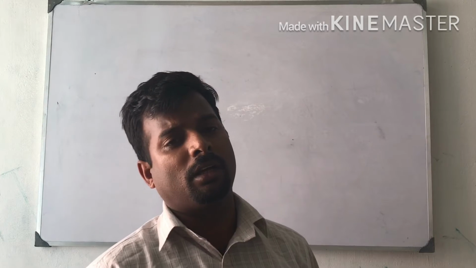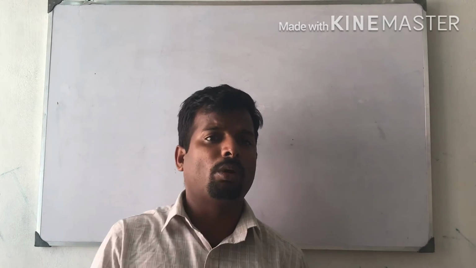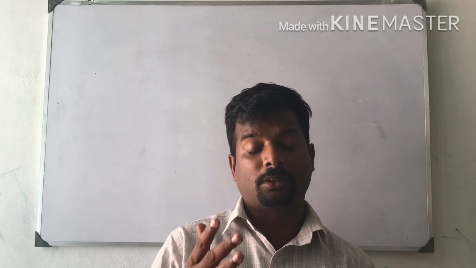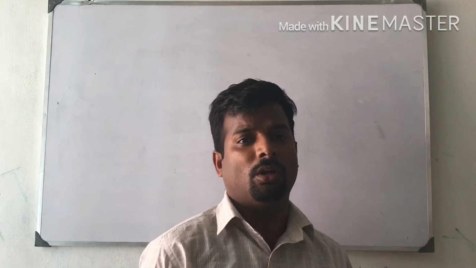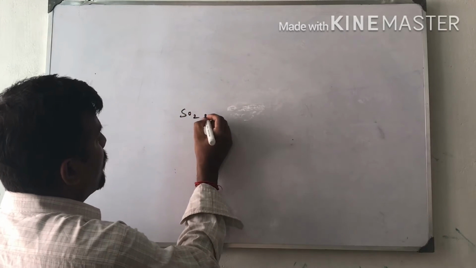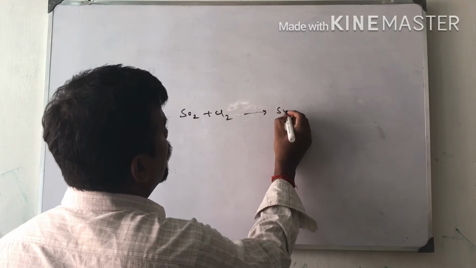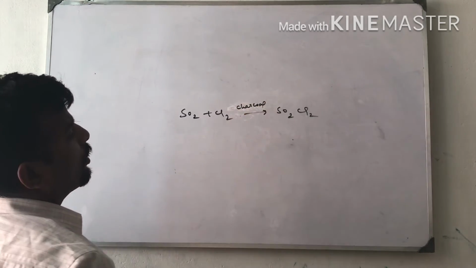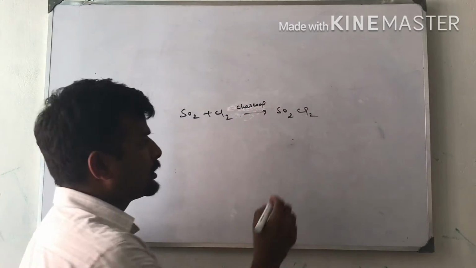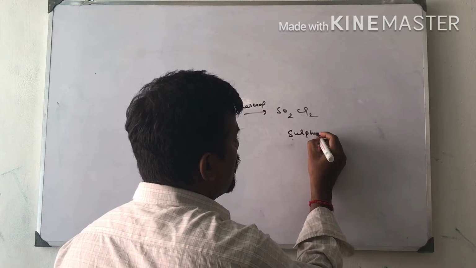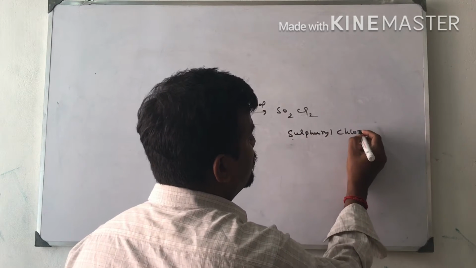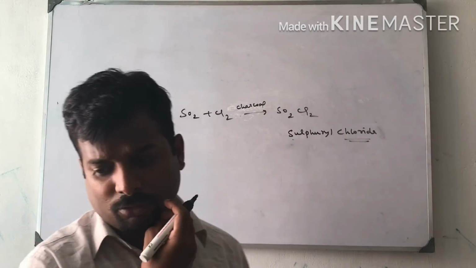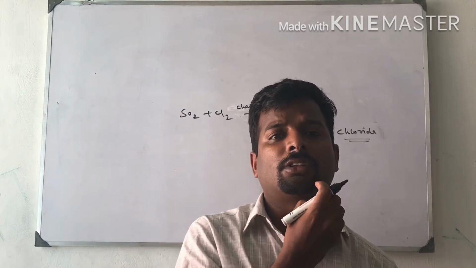Sulfur dioxide reacts with chlorine in the presence of charcoal as a catalyst to form sulfuryl chloride. For example, SO2 plus Cl2 gives SO2Cl2. For this reaction, charcoal acts as a catalyst. This is called sulfuryl chloride. Then sulfur dioxide reacts with water, which I have already discussed.